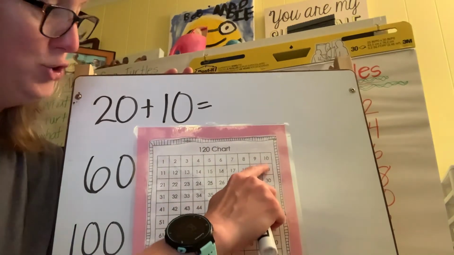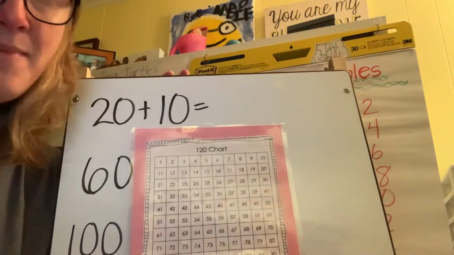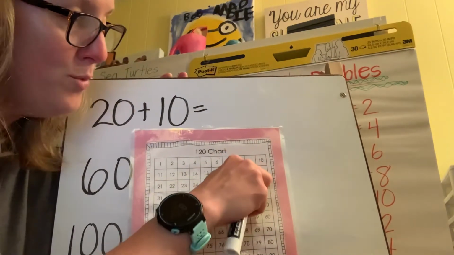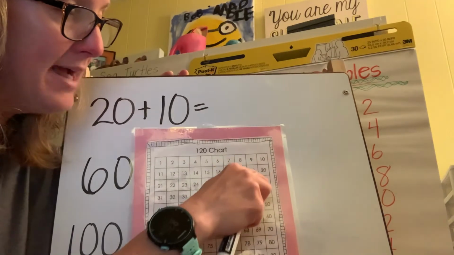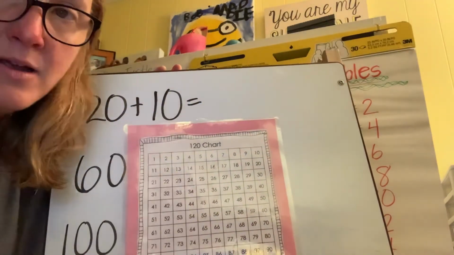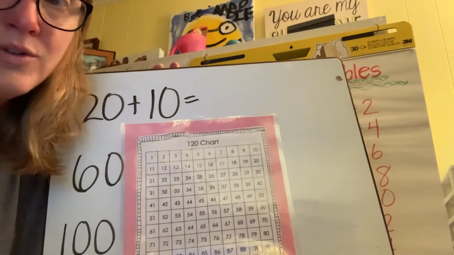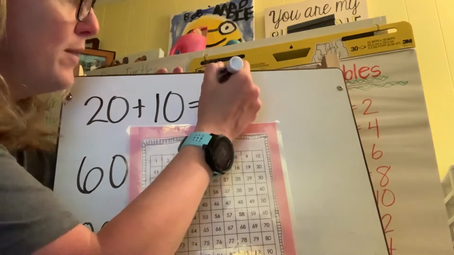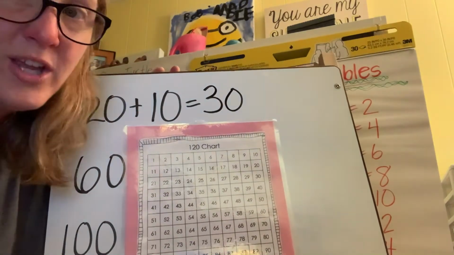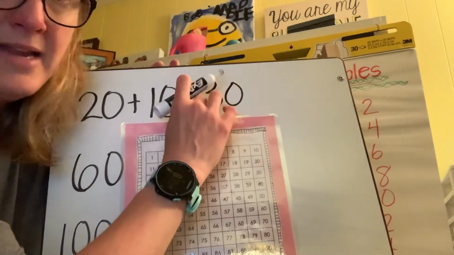So let's look at this 120s chart. I have 20 right here. If I'm adding by 10, hopefully you've remembered, we're moving down to that 30. So 20 plus 10, boys and girls, it equals 30. So I would write a 30 up here. Great job. Hopefully you understood that and you got the same answer.